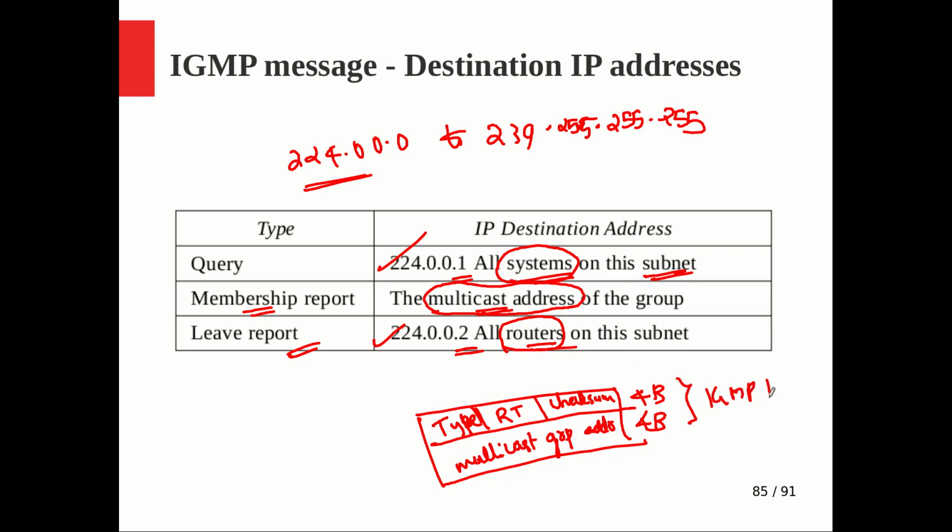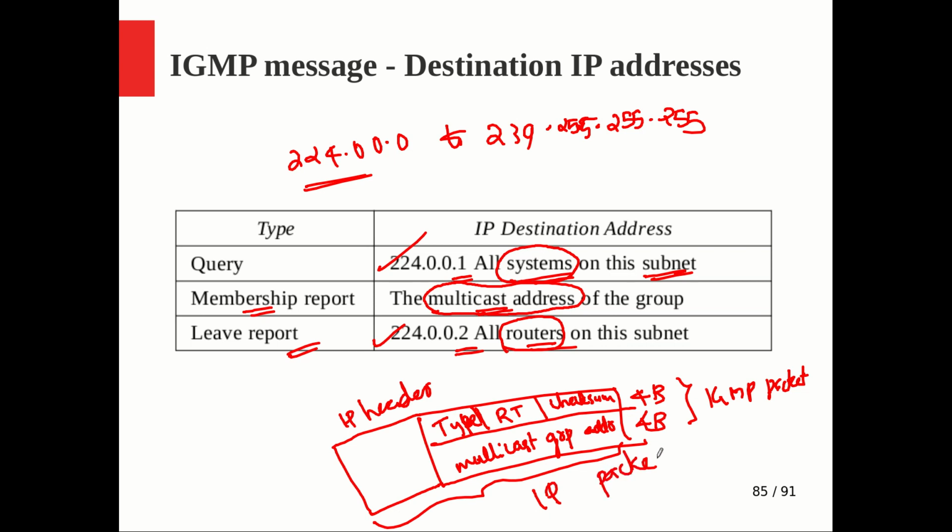This is the typical IGMP packet, and you are going to encapsulate this packet inside an IP packet. By adding the IP header over here, together it will make the IP packet, and further we will add the data link layer header and trailer. So that is the way.